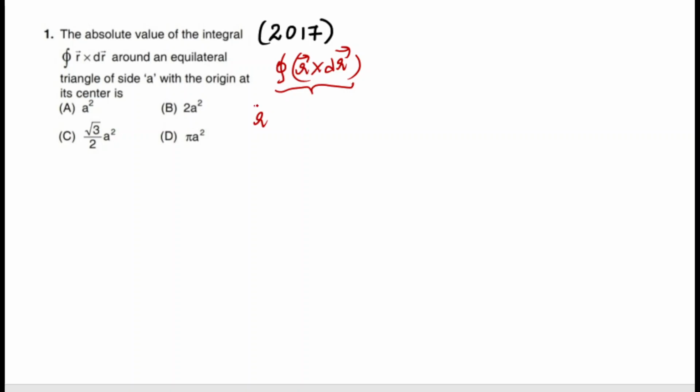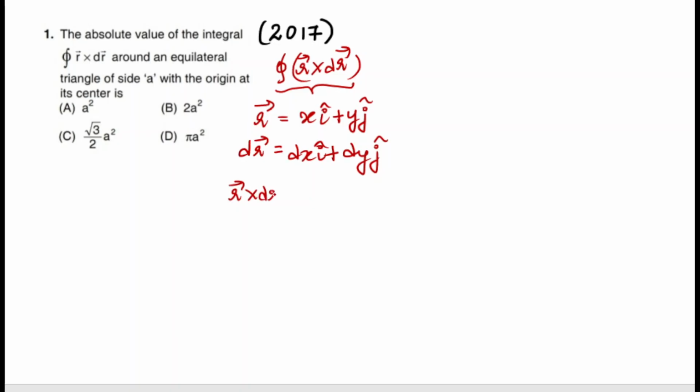Now r vector, can I write in terms of x i cap plus y j cap? Now dr vector, can I write it as dx into i cap plus dy into j cap? Yes, I can write. Now r vector cross dr vector is nothing but what we will get? We will get x into dy minus y into dx along the k cap direction, right?